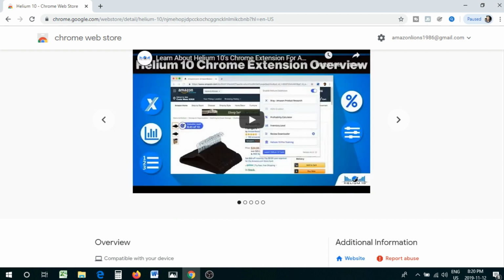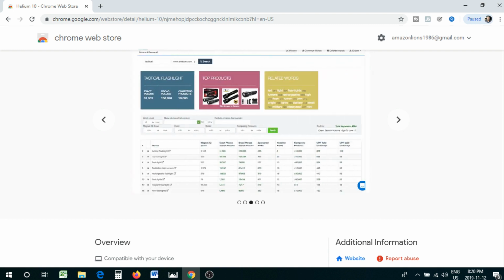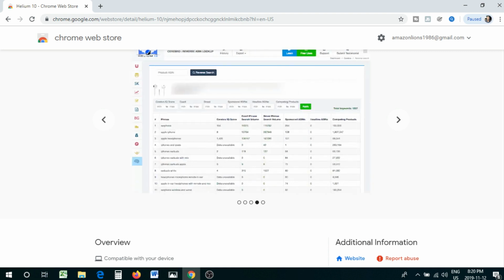Now, I know that as an Amazon seller, as a newbie, you always want to try to save money so you can invest that money into your actual inventory and all that, right? So if you can save money on your product research, that's absolutely amazing. So I would say just go to Helium 10 Chrome extension, click on the link, and then you will download it for free. That's it, guys.